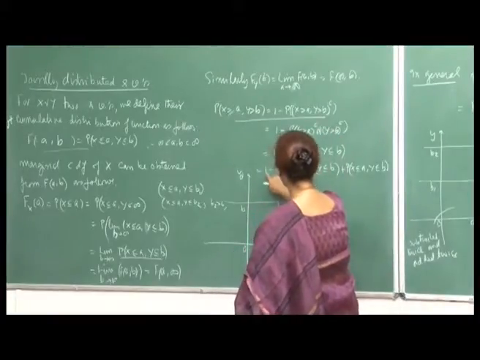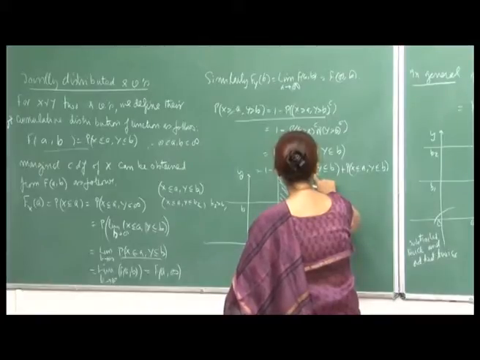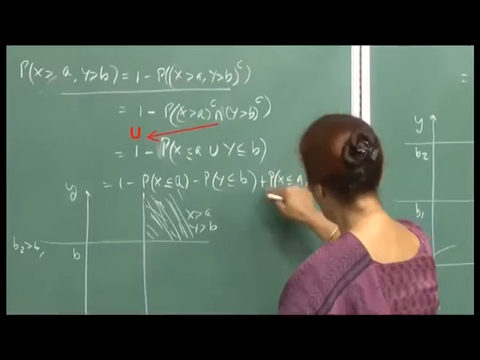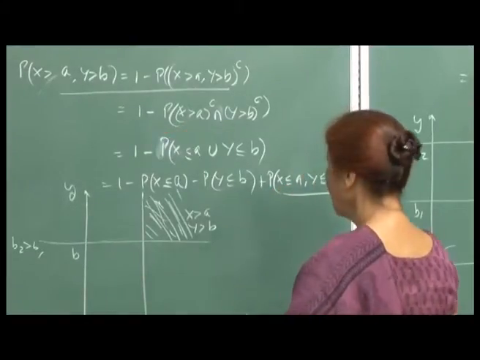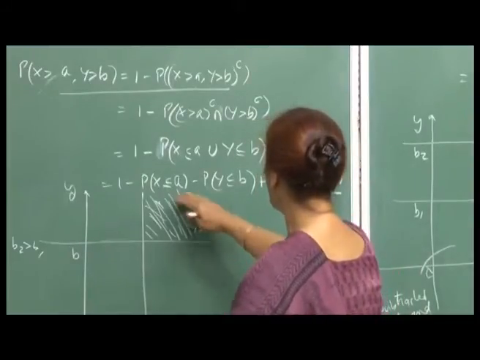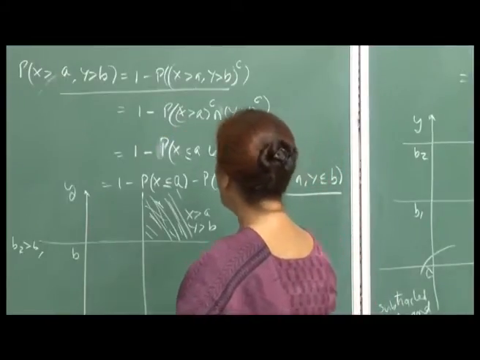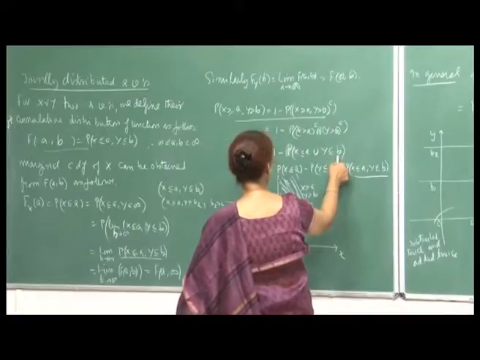So, then this will be 1 minus probability x less than or equal to a minus probability y less than or equal to b, and then you add probability x less than or equal to a comma y less than or equal to b. And diagrammatically also you can immediately see how we get here, because you are computing the probability x less than or equal to a and y less than or equal to b.